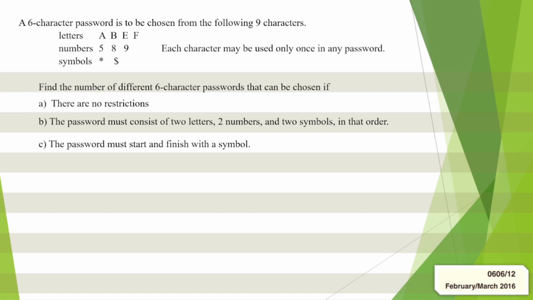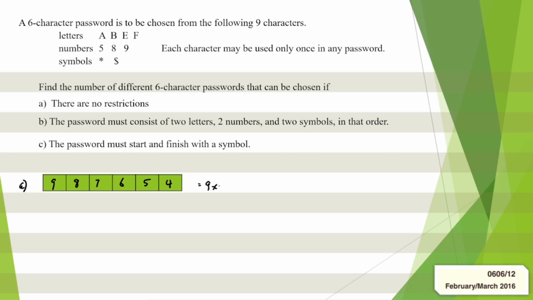So we need to find the number of different 6-character passwords that can be chosen if, in part A, there are no restrictions. So you can see if there are no restrictions, the letters, numbers, and symbols can go wherever they like. The only restriction is that we can only use each one time. So for part A, we can put any one of the 9 letters, numbers, or symbols in the first position. So we write 9. One of them has been used, so there are only 8 options for the second position, and so on. So we have 9, 8, 7, 6, 5, 4. This will give us the number of permutations if there are no restrictions.